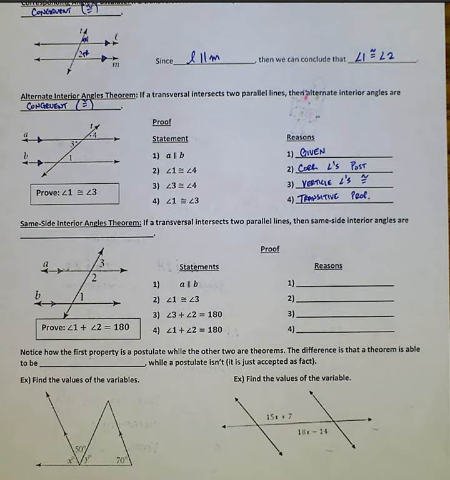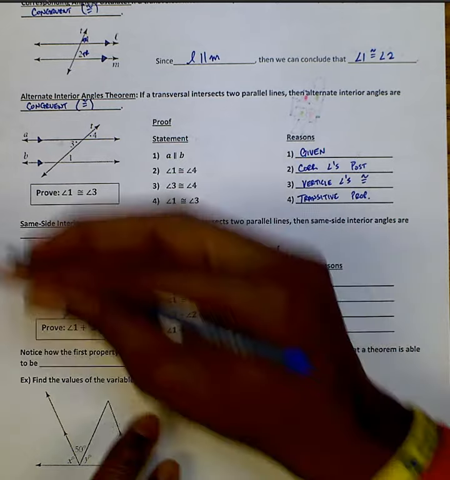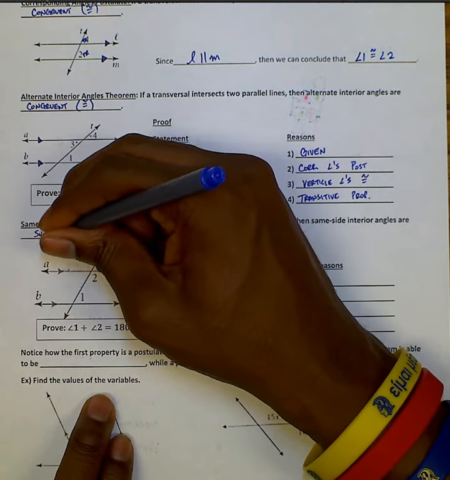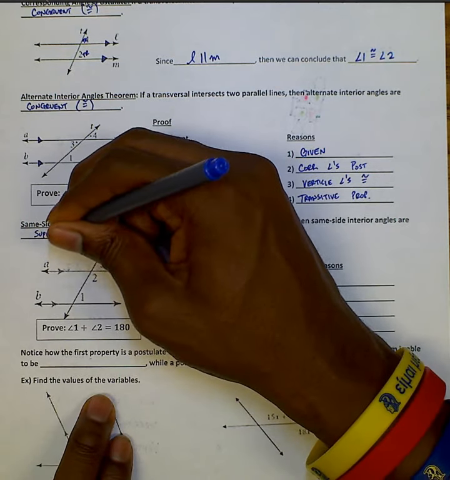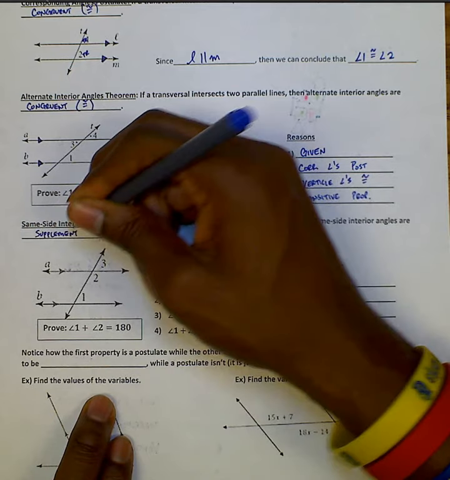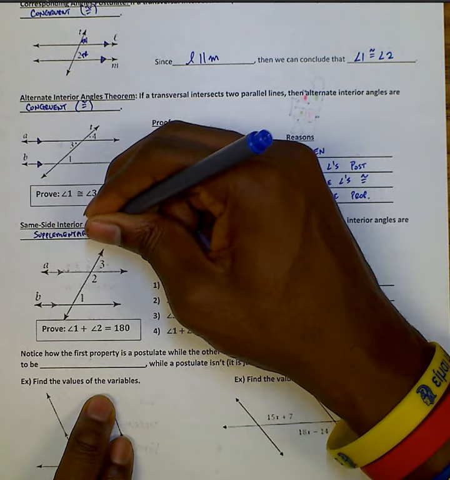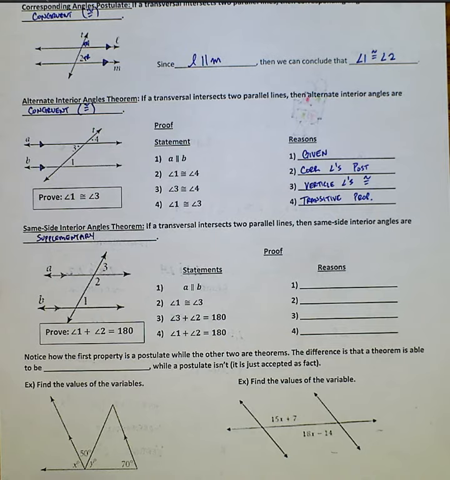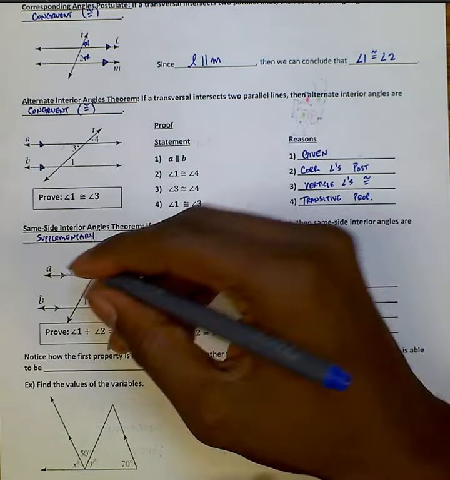Alright. Next, same side interior angles. If a transversal intersects two parallel lines, then same side interior angles are supplementary. Remember that supplementary means that they add to 180. Okay? Alright, so if we look at this, again, they gave us a situation where A is parallel to B.